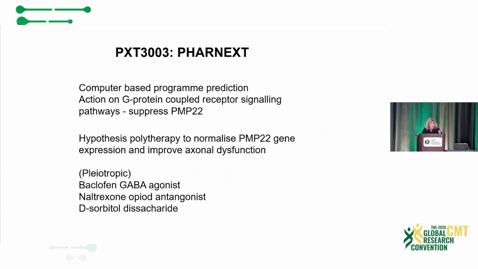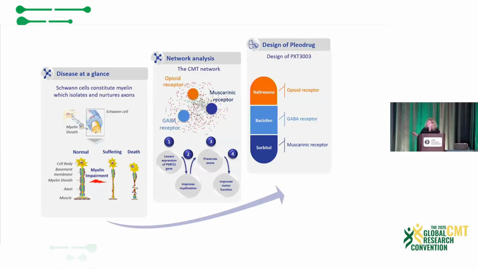Then there was Pharynx. And I'm just going to mention this because many of you will have heard of this drug. So this was a drug that was developed by the company predicting by computer analysis what might reduce the PMP22.